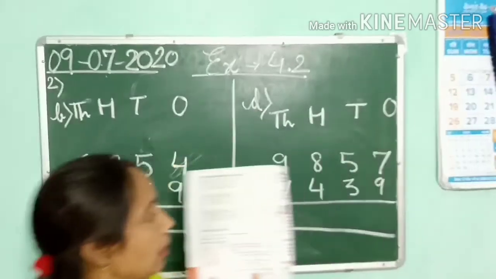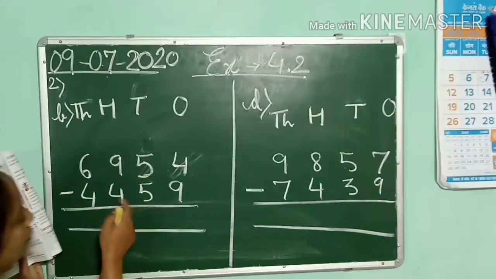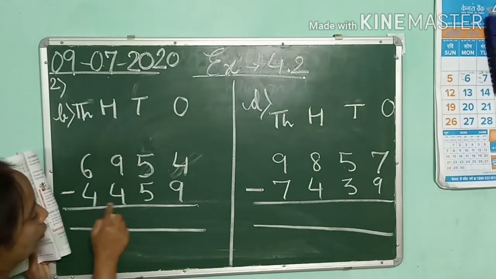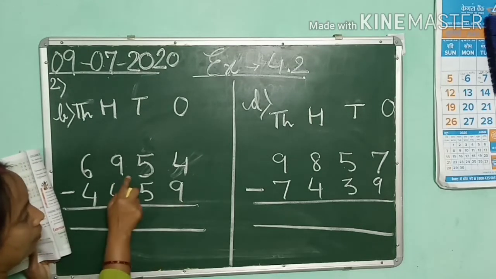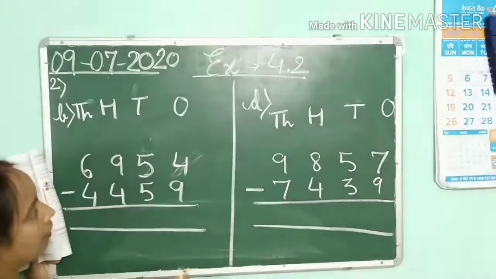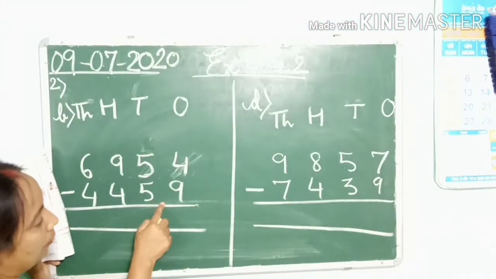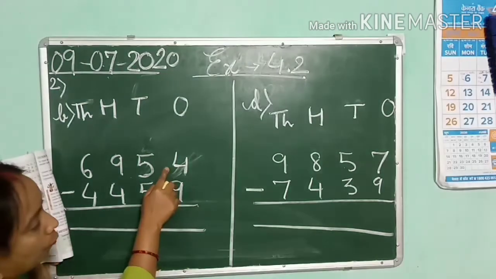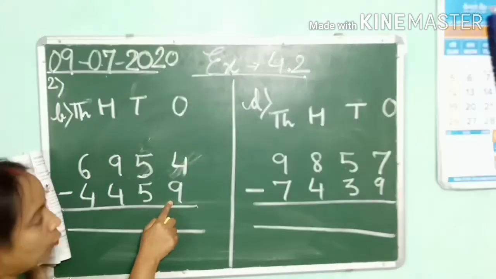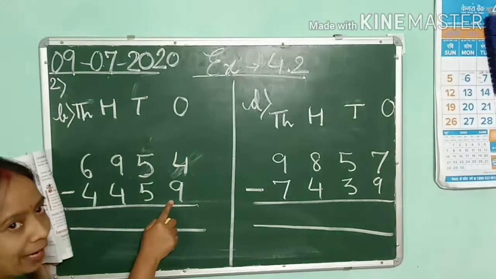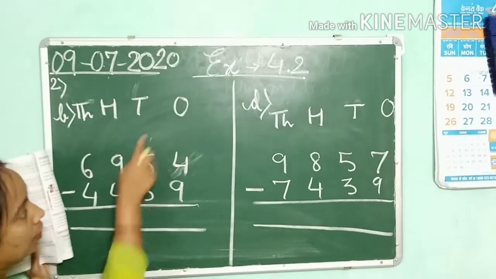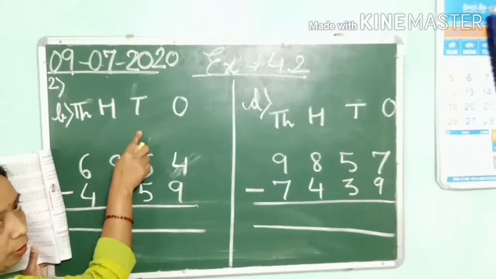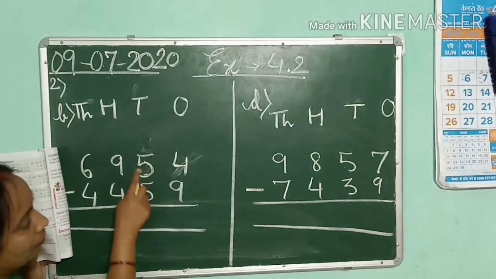In question 2b, children, you have to subtract 4,459 from 6,954. Under the ones column, you have to subtract 9 from 4. 4 is smaller than 9, so it's not possible. We cannot subtract. So, we need to borrow. The ones column borrows from the tens column.